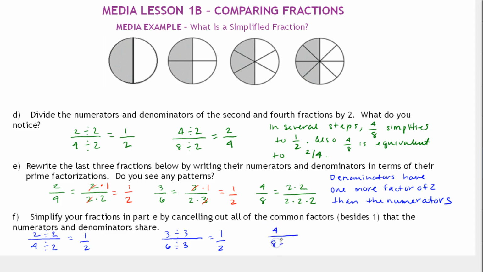4 over 8, we can divide by 4. 4 divided by 4 is 1. 8 divided by 4 is 2. Now here, notice 2 factors of 2 cancel in both the numerator and denominator. We're left with 1 on top and 2 on the bottom, out of a little bit of room. And notice that leaves us with 1/2.